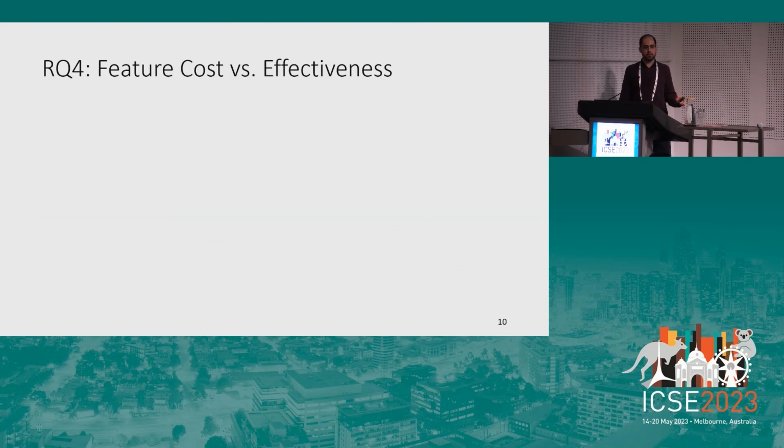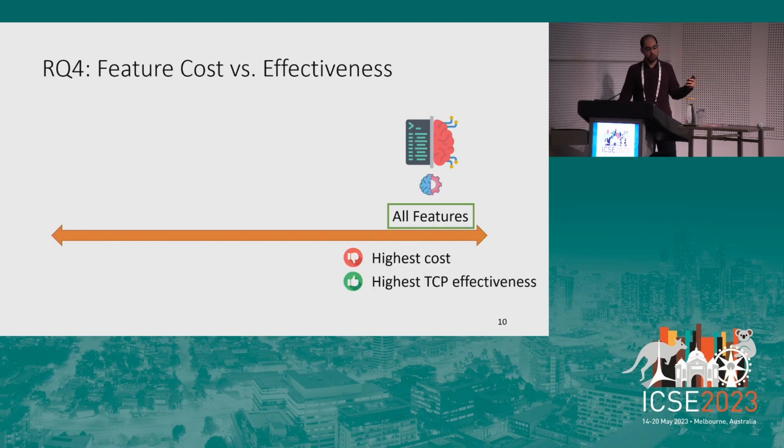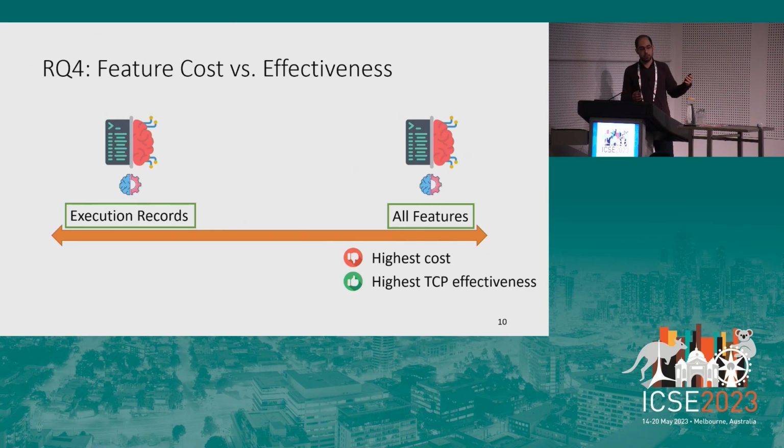And finally, in the fourth research question, we investigated the trade-off between the cost and effectiveness, as a wrap-up. And we found that, again, if you train your machine learning models on all features, you have to spend the highest cost. However, you get the highest TCP effectiveness. On the other side, we suggest that training the machine learning model only on the execution record features gets the lowest cost. You need to spend the lowest cost, but there is a small decrease in the effectiveness.